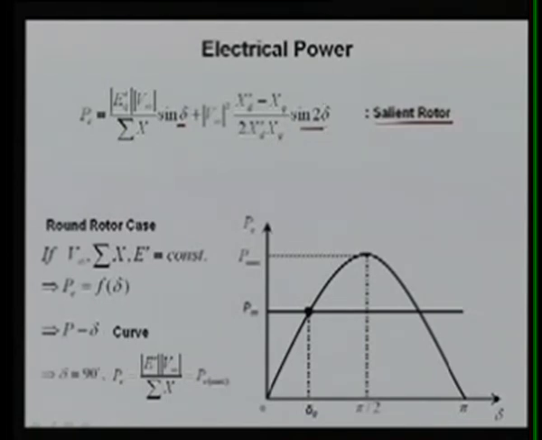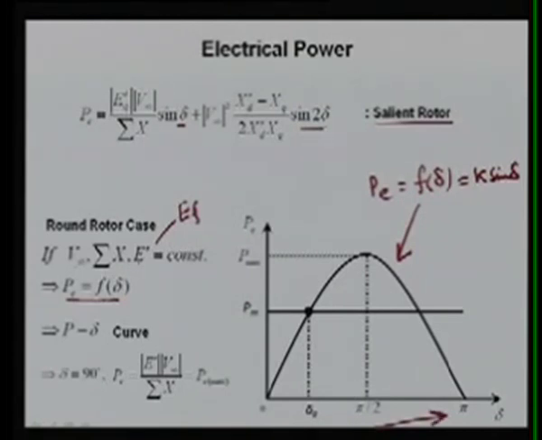So if for the round rotor case V infinite, this X and E prime are constant, where E prime is nothing but what was E in the previous case, then we can write this PE as a function of simply delta, or you can say sine delta. And if you draw it, you will find a sinusoidal curve. Means we are getting some constant k sine delta. So if your delta is changing, the power will keep on changing.